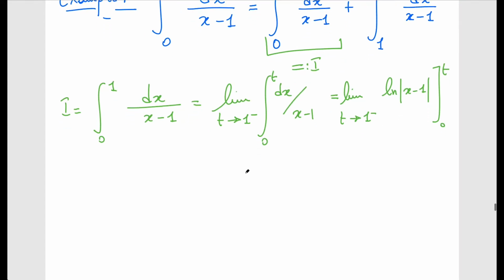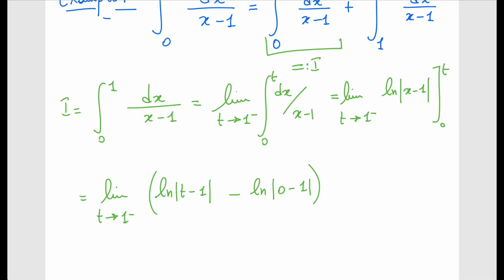Then if you evaluate this at t, you get ln of the absolute value of t minus 1, minus ln of the absolute value of 0 minus 1. What is this? The absolute value of 0 minus 1 is the absolute value of negative 1, which is 1, and ln of 1 is 0. And how about this other piece, just the absolute value?